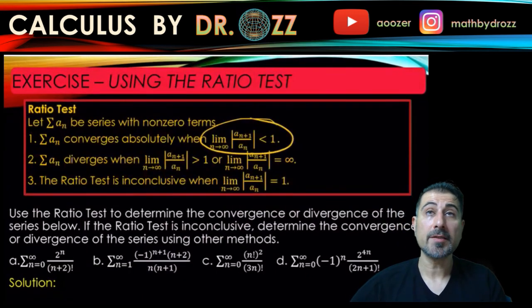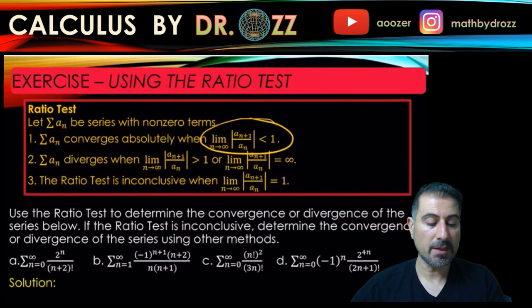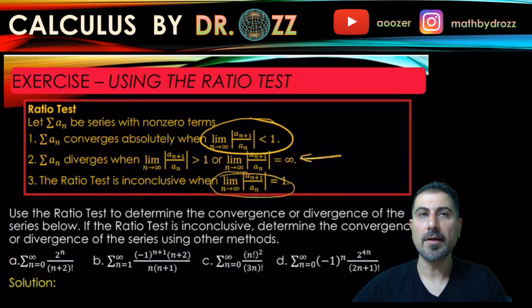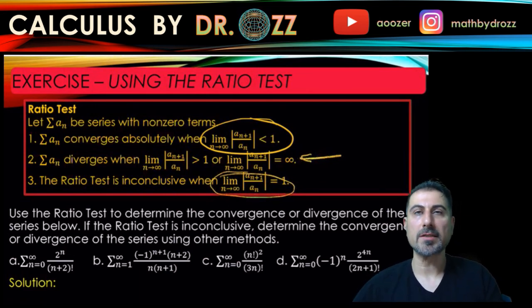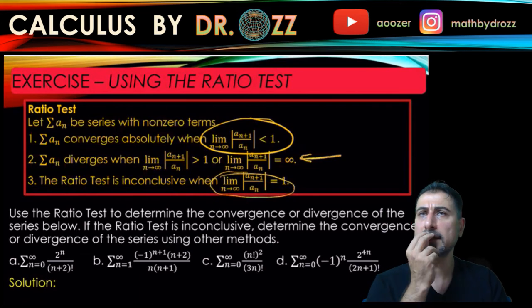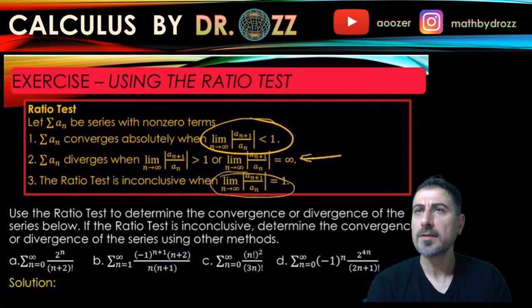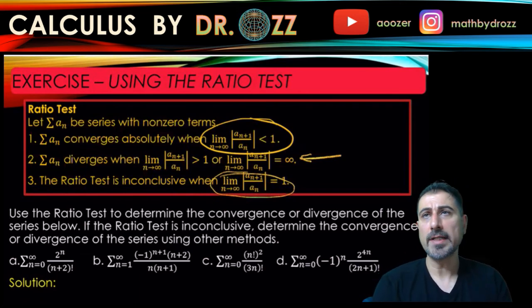Check the exercises, and you can also find that we had one case where the test was inconclusive, but we don't have any exercise right now to prove divergence, but I'm sure there are a lot of them in the exercises. Again, when the limit is strictly greater than 1 or infinity, that's when you conclude that the infinite series diverges.